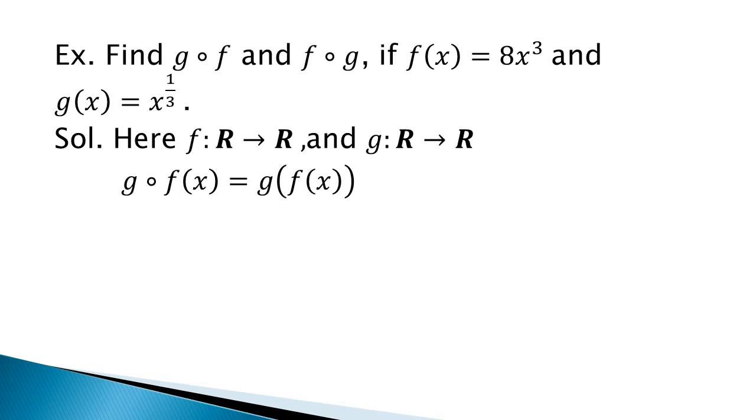Now g of f(x) is equal to g of f(x). Put the value of f(x). f(x) is given as 8x cube. Now what is g(x)? g(x) is equal to cube root of x. That means whatever be inside the bracket, the cube root of that value. Now here inside the bracket it is 8x cube, so g of 8x cube will be equal to cube root of 8x cube, and that gives us the value as twice x. So g of f(x) is equal to twice x.